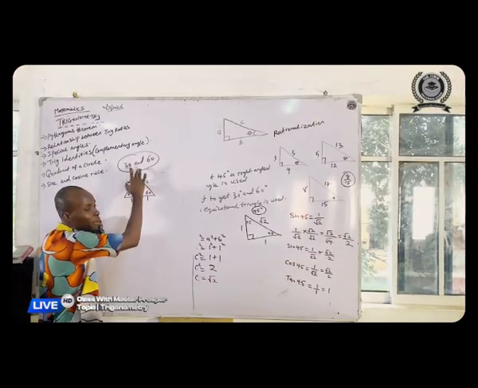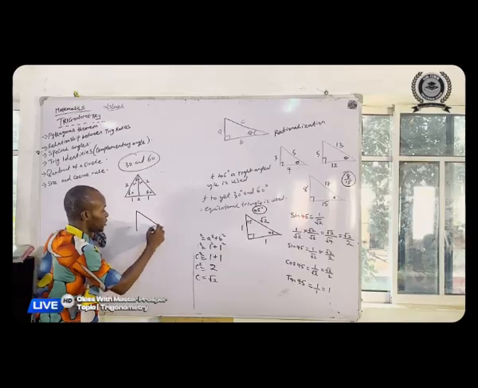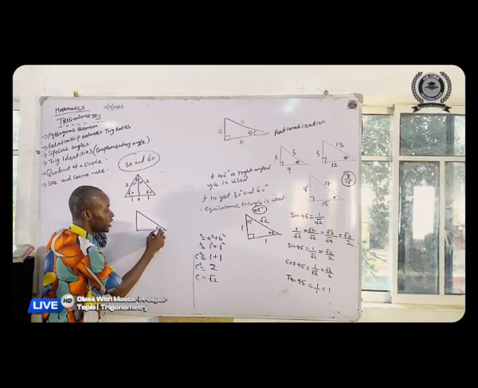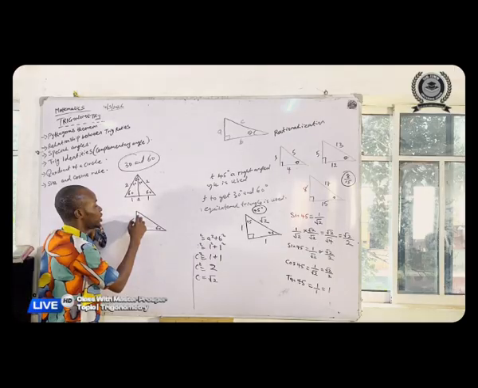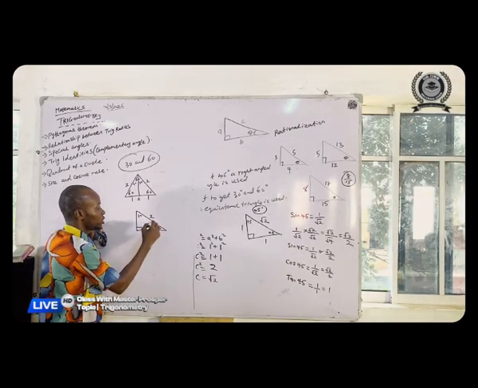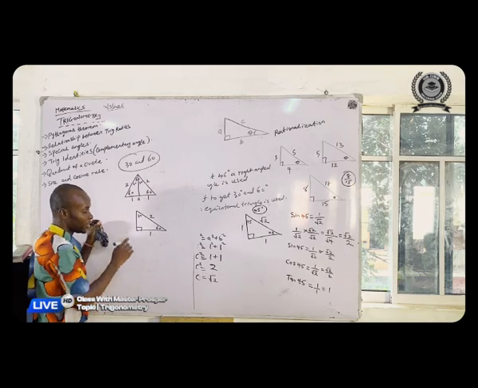So what's the next thing? We bring one part of the triangle out. Bringing it out, I'm now having something like this. Here is 60 degrees. Here is 30 degrees. Do we know here? Find here.